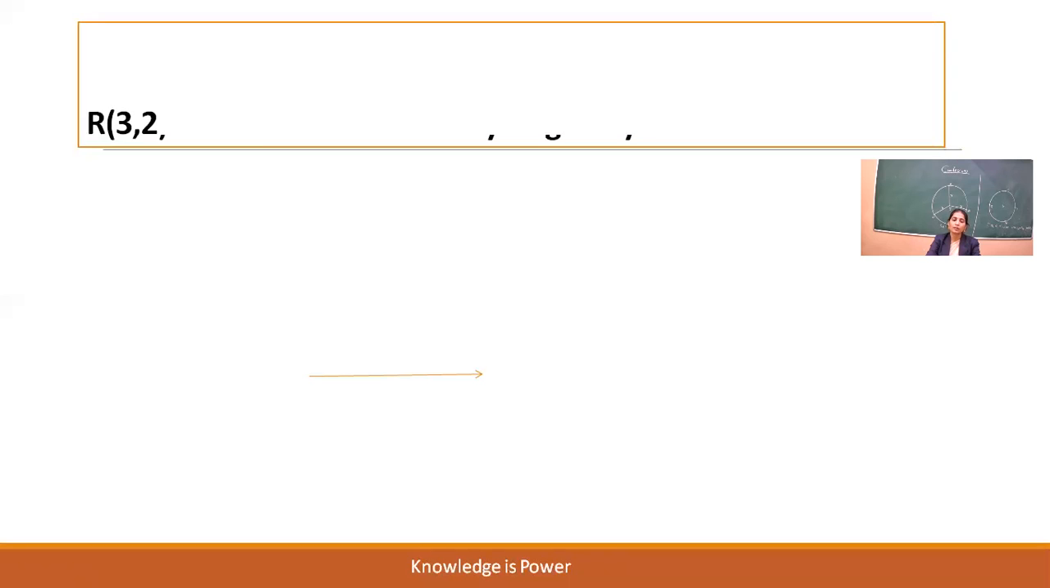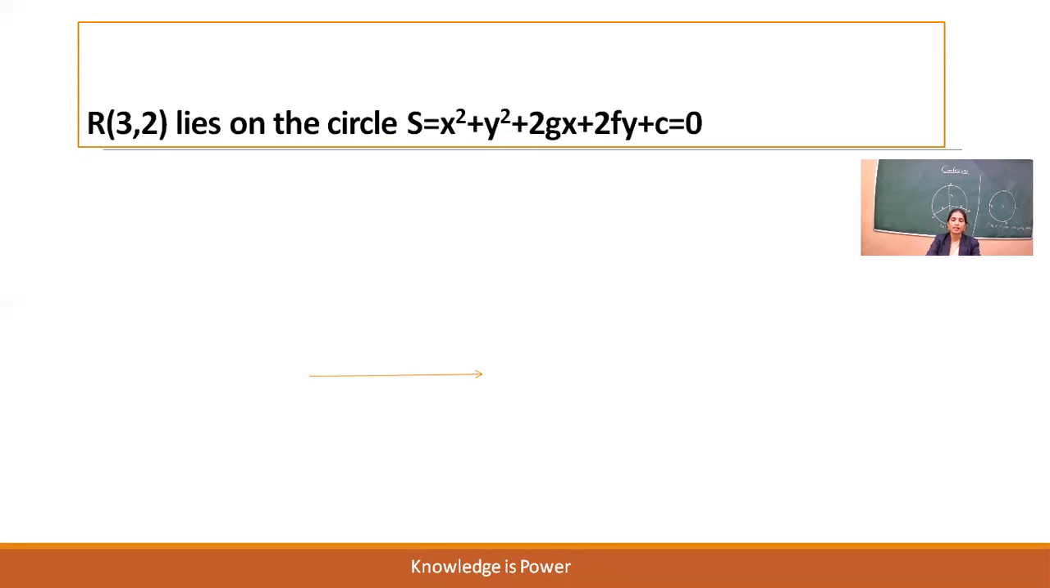Now let us substitute R(3, 2) lies on the circle. S is equal to x square plus y square plus 2gx plus 2fy plus c equal to 0. And what shall we do, children?